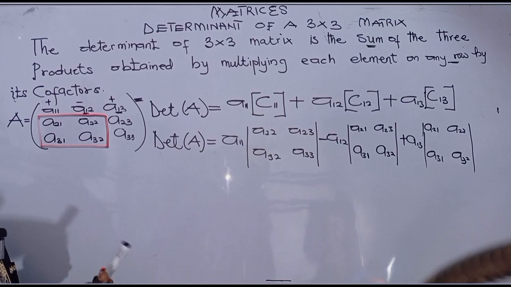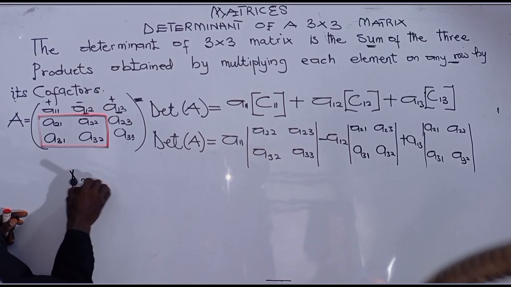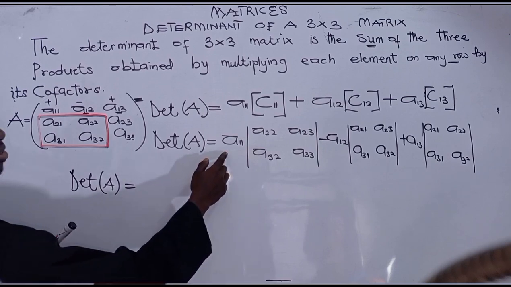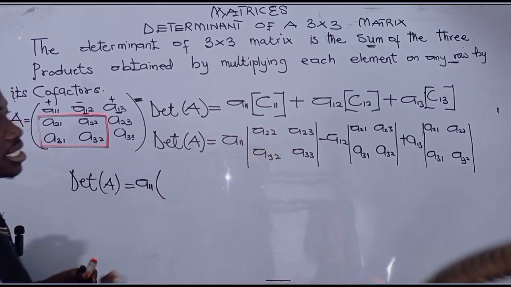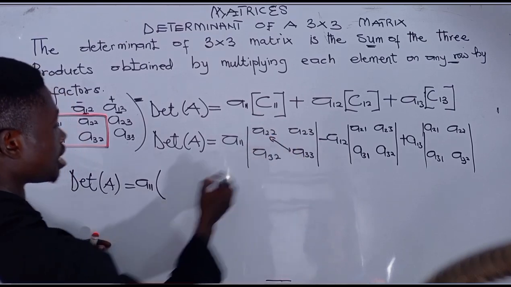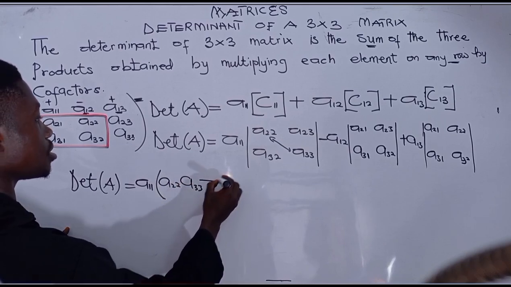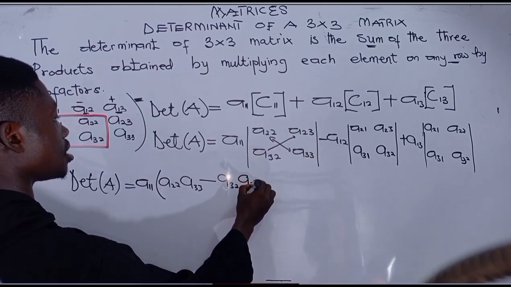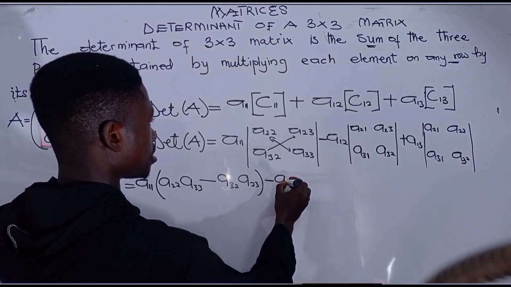Now we can continue to expand the brackets. So we have our determinant. We want to expand and then simplify. We have our A11, and we are going to find the determinant of this square matrix. This will multiply that, so we have A22 multiplying A33, minus this times that, A32 multiplying A23. So we are done with the first one.